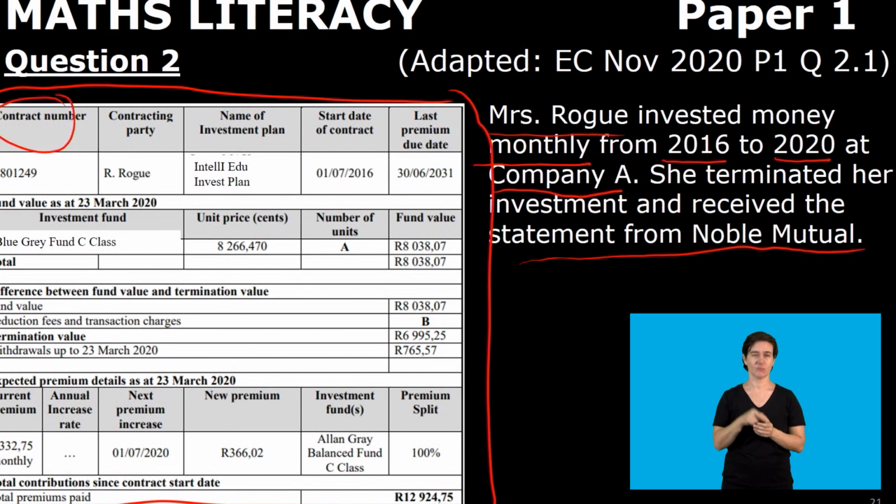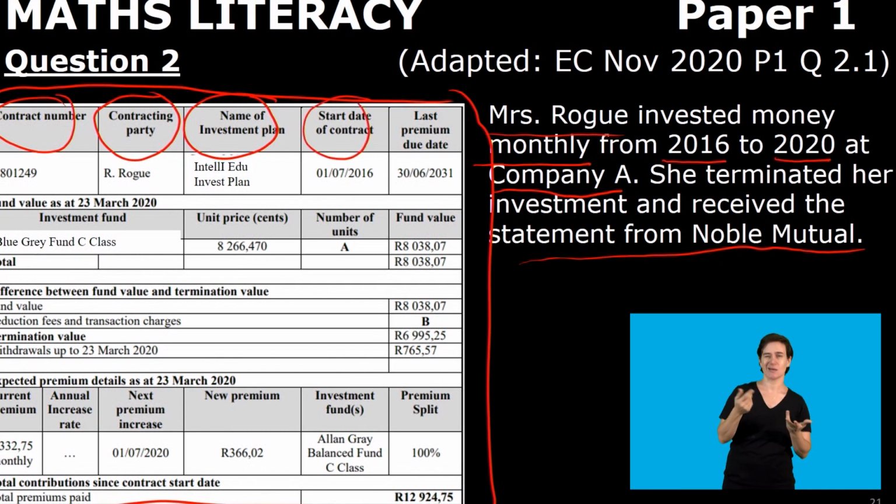It shows you the contract number, the contracting party, the name of the investment plan, the start date, and you can go and look at all the other information on your own when you get a financial document. But please study the document before you attempt any questions. And then we can see we're going to calculate the number of units, and we are going to calculate the reduction in fees. Why can we see it? Because there is variables in the financial document.